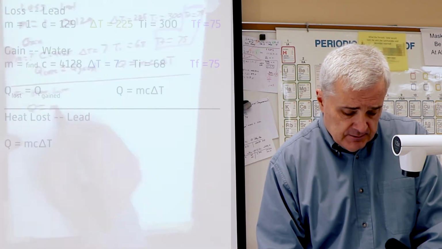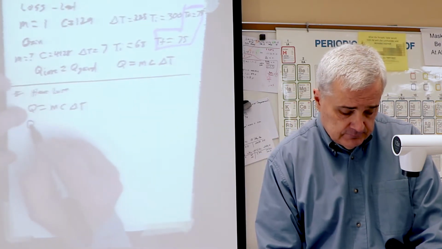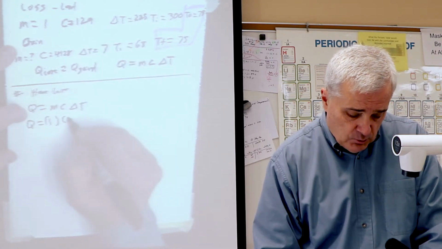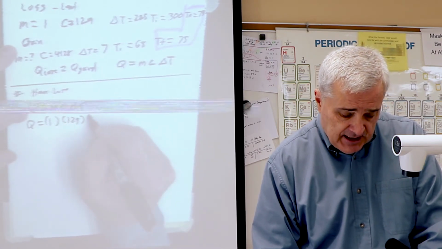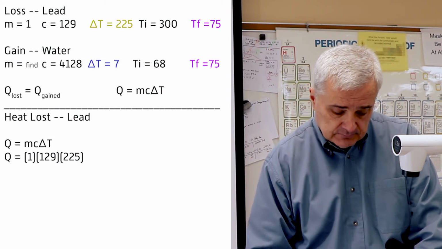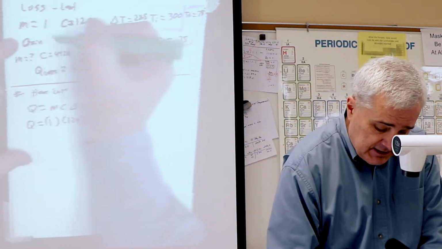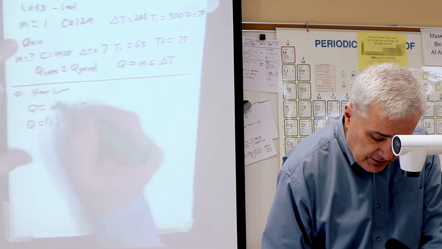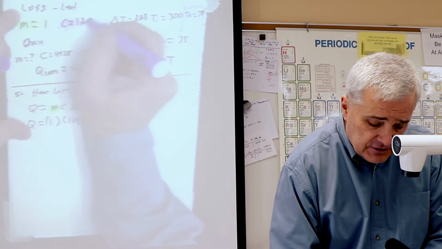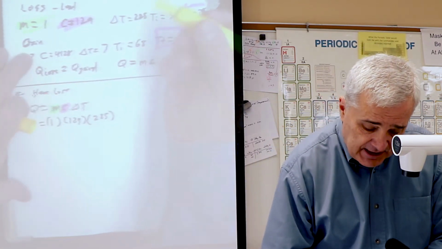Q equals MC delta T. Q, that's what I'm looking for. M is 1 times specific heat is 129 times delta T is 225. And just in case you're not seeing these numbers, I've got mass here, and I've got specific heat here, got these out of the story, whatever the story was, and then I have delta T, which I calculated.